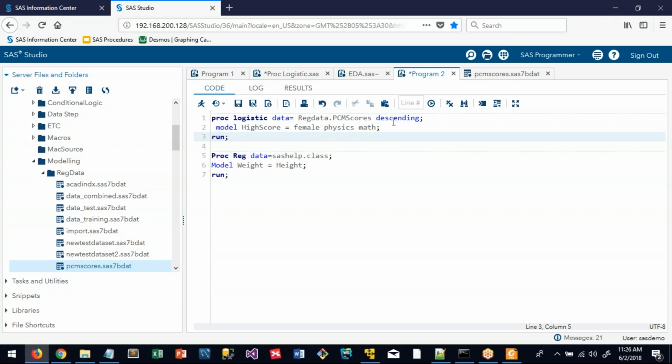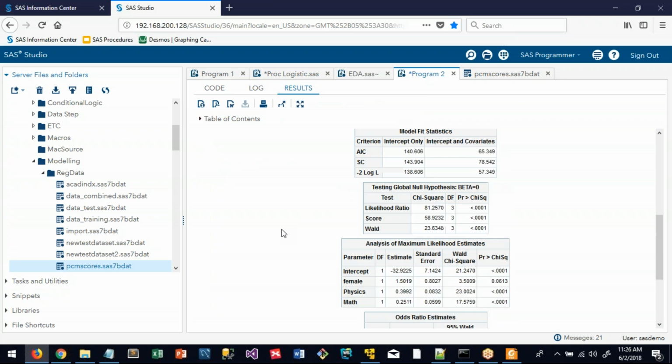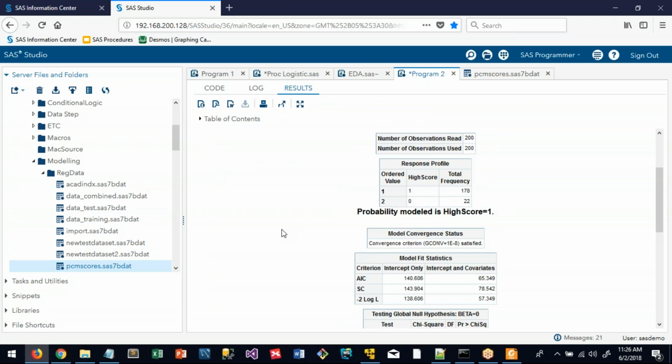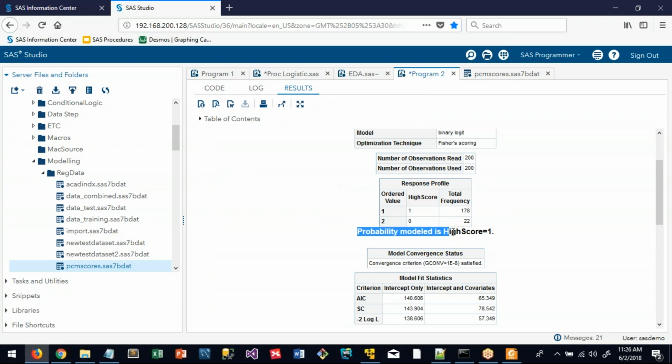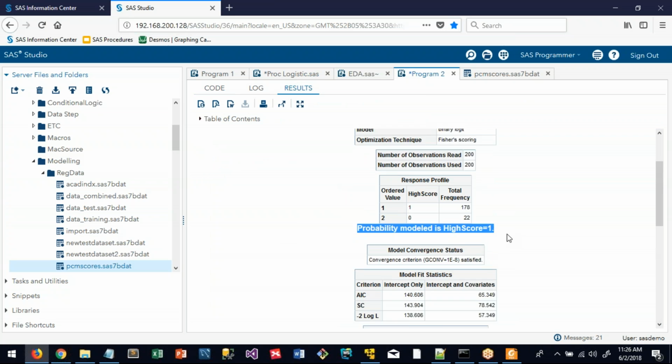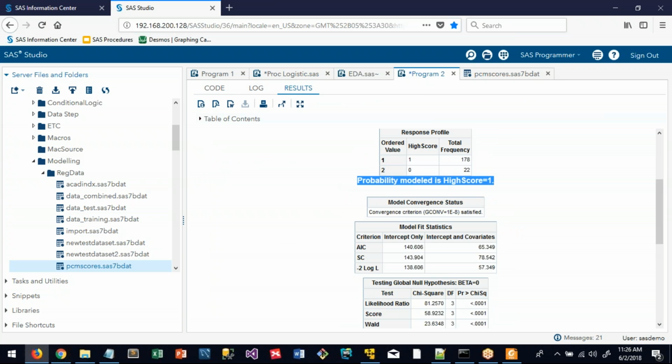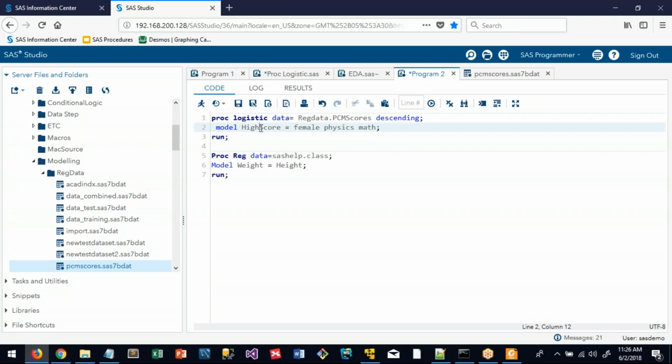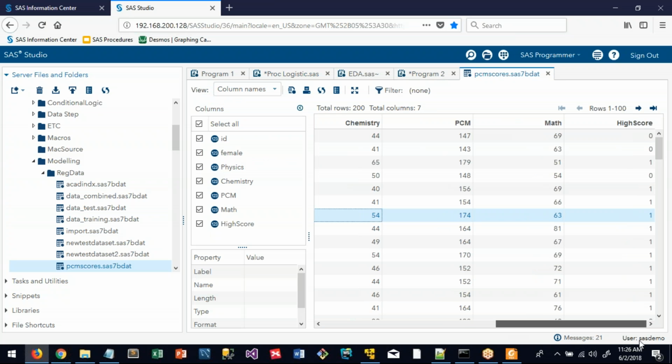Okay, so this descending option, just look at the outcome which we achieved here. And yes, just look at this line here: Probability modeled is high score equals 1. So what this descending does is, we know that the high score value can be of just two types, it is 0 or 1.